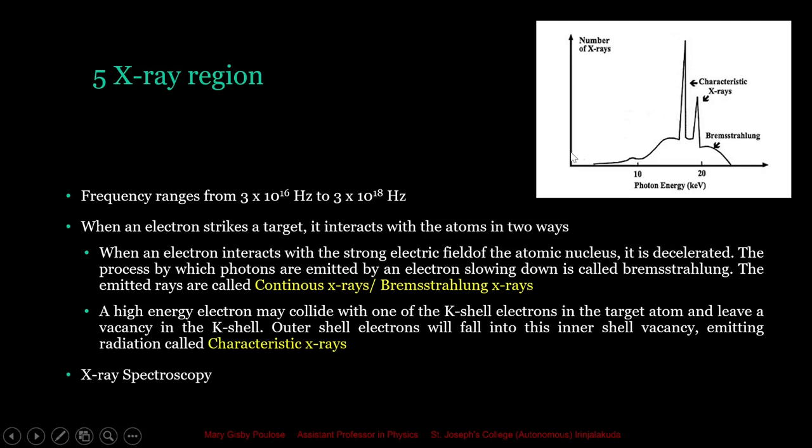Now this will be the broad X-ray spectrum that we get from the target. Here this broad range is the continuous X-rays or Bremsstrahlung X-rays, whereas these spikes are the characteristic X-rays. The energy change involved here is of the order of 10^7 joule per mole.